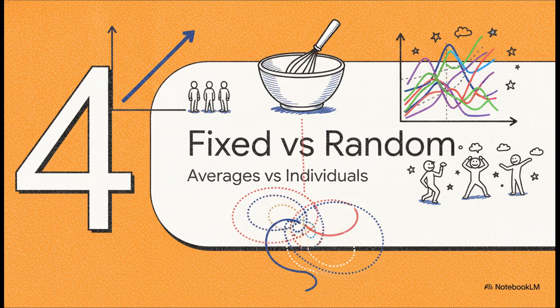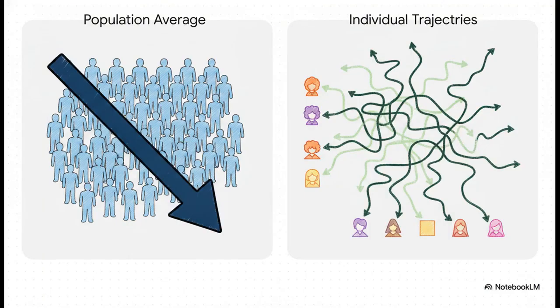Let's break that down in Section 4. Fixed versus random effects, averages versus individual trajectories. To really grasp how this model works its magic, we need to understand this dance between fixed effects and random effects. So the crucial point is knowing the difference here.